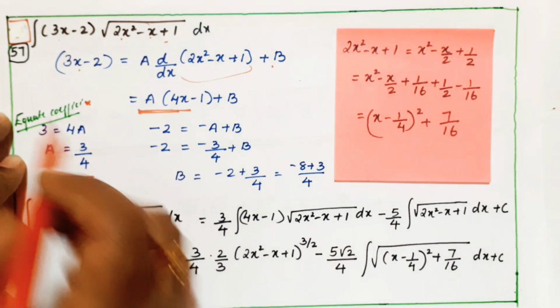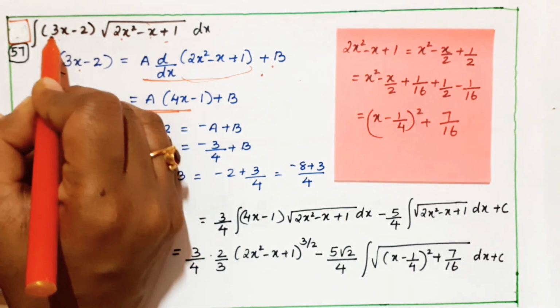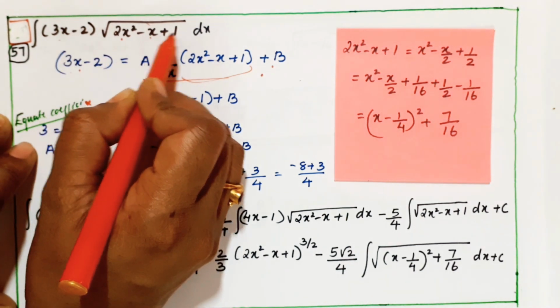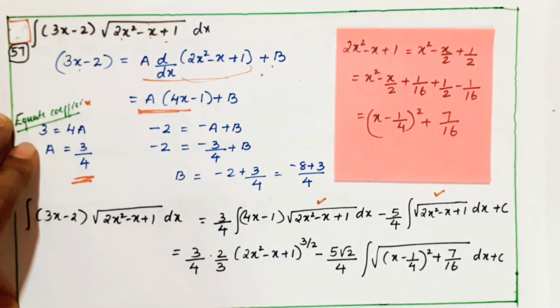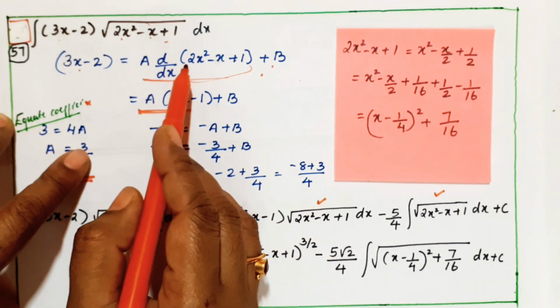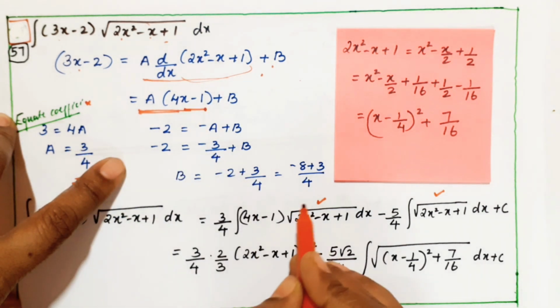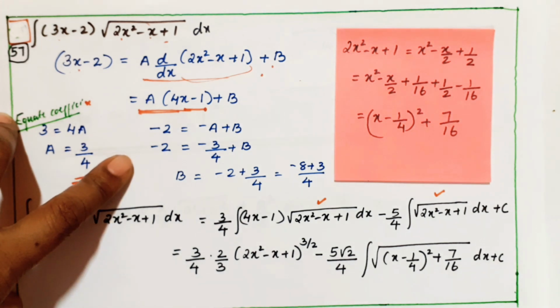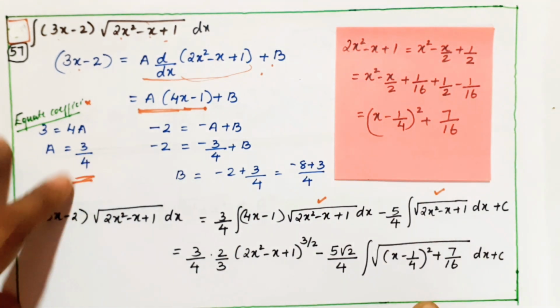Okay, because we are writing 3x minus 2 as this term. But in your question, 3x minus 2 into root over 2x square minus x plus 1 is there. That is the reason these two terms came, right? So 3 by 4 integral of this one I have written, 4x minus 1 we have written. But the next term came because that is there in the question.